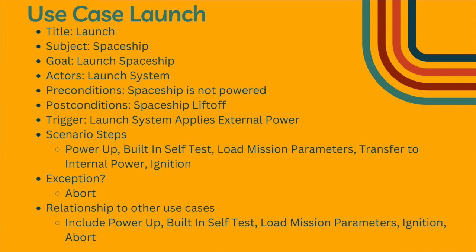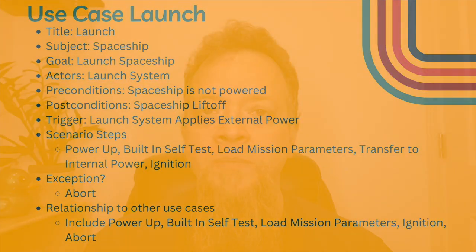And this is kind of a high-level use case, so its steps are really going to be included other use cases. So you have the trigger of the external system or the launch system applying external power, and you're going to power up, do a self-test, you're going to load mission parameters, you're going to go to internal power, and finally you're going to ignite the rocket motor. And if you fulfill all those steps, you should reach your goal, and you should achieve the post conditions.